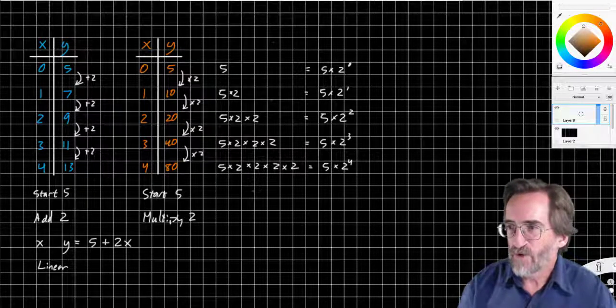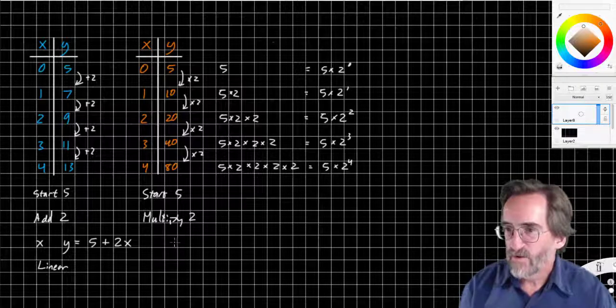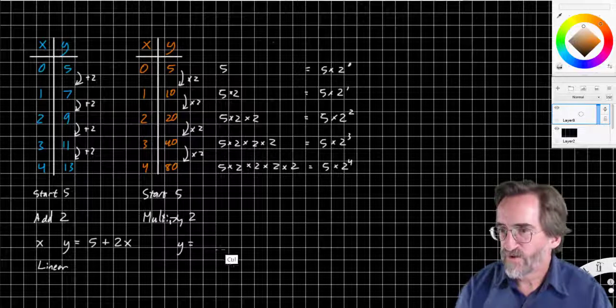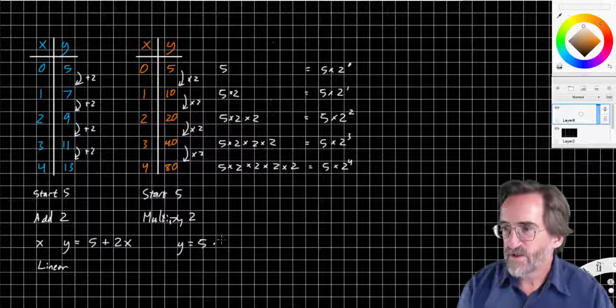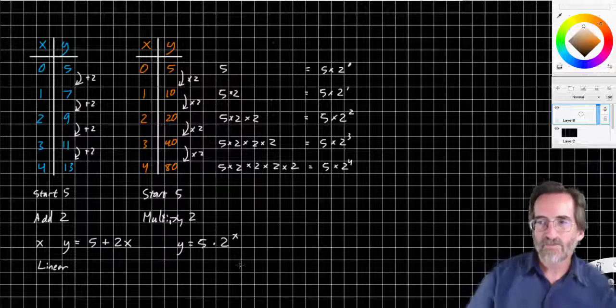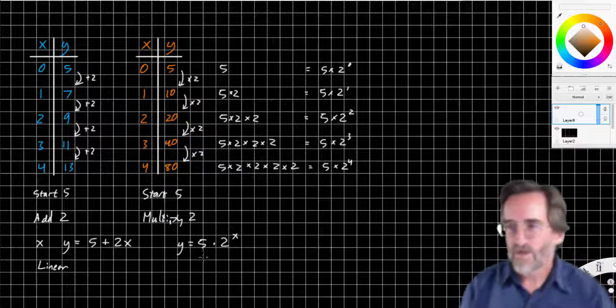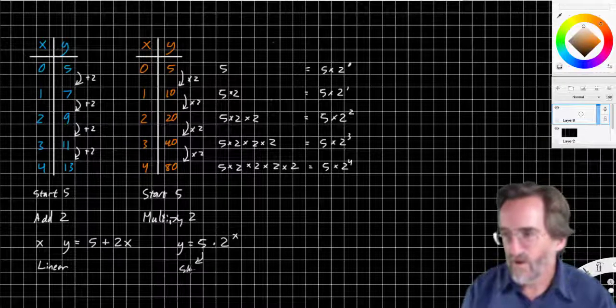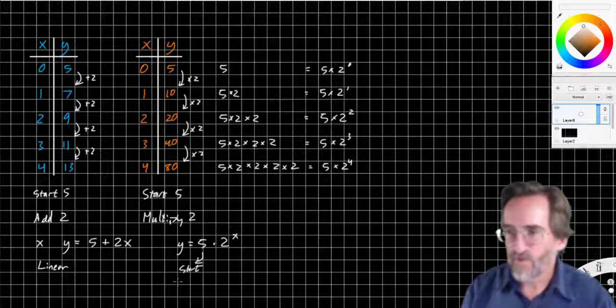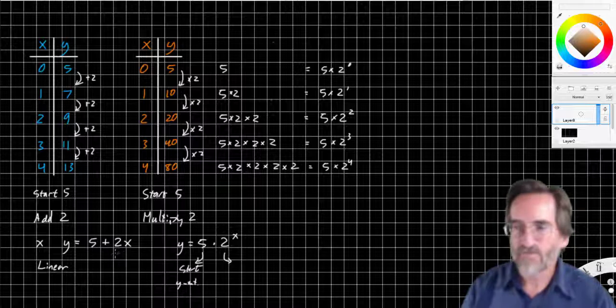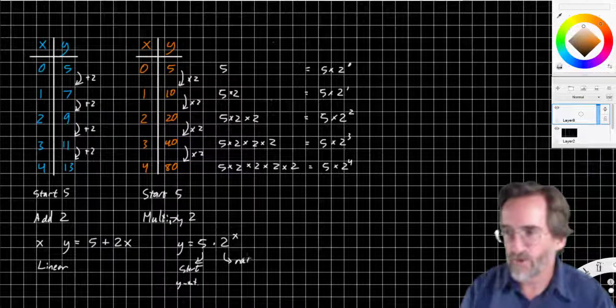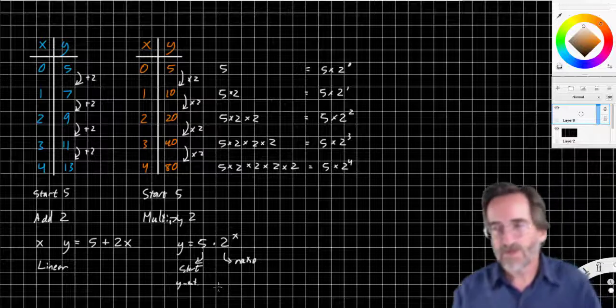More generally, we can write a general rule that we can input the x, but the y value is the start value, 5. The y value is 5 times 2 to the power of x. Okay. Notice the similarities, right? We have a start value that also, when you graph it, is the y-intercept. And instead of an addition term, a slope, we've got a ratio, a multiplier. Okay. A ratio or a multiplier.